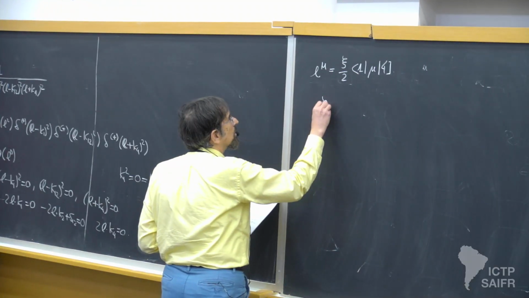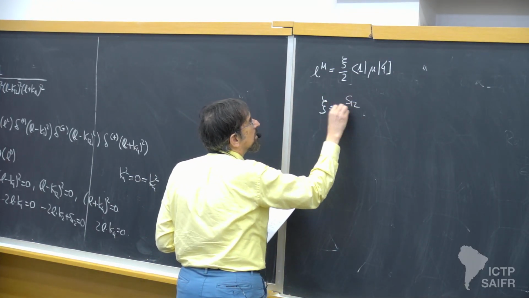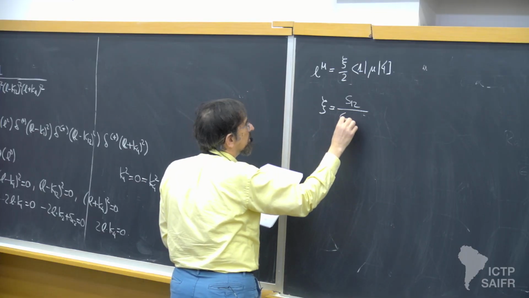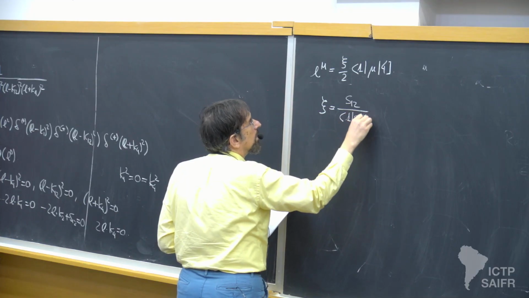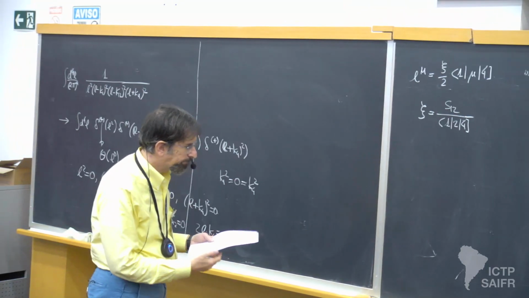So we have one more equation, which is this equation, and we have one more free parameter, so we can impose that equation and solve it to find that Xi is equal to S12 divided by the spinor string 1, 2, 4.